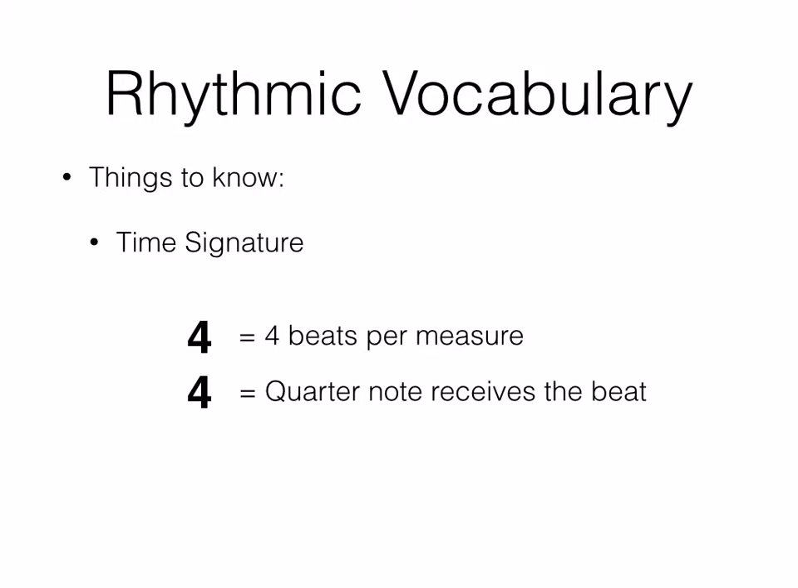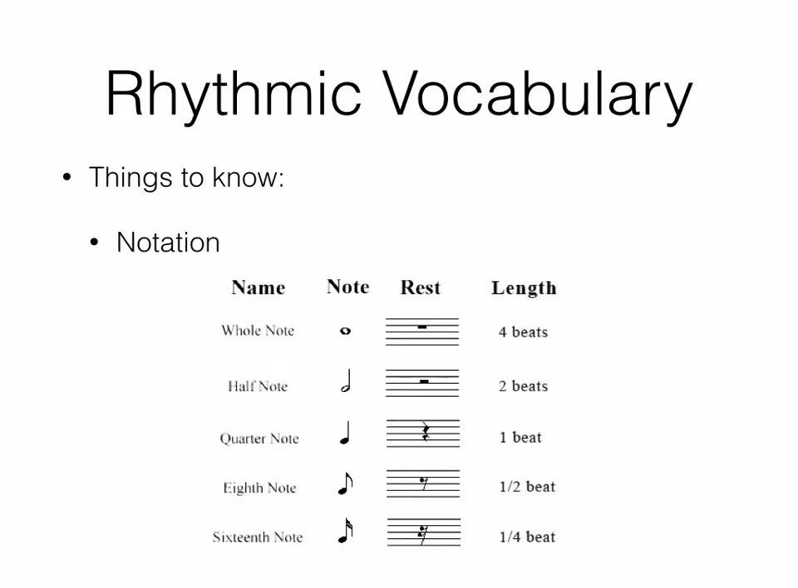Okay. The other part of rhythmic notation is recognizing the vocabulary. The vocabulary, the words that we're going to speak. Words being the notation. So, for instance, something that receives 4 beats is what we call a whole note or a whole rest. Okay, the half note, 2 beats or half rest. Quarter note, which is 1 beat or a quarter rest.